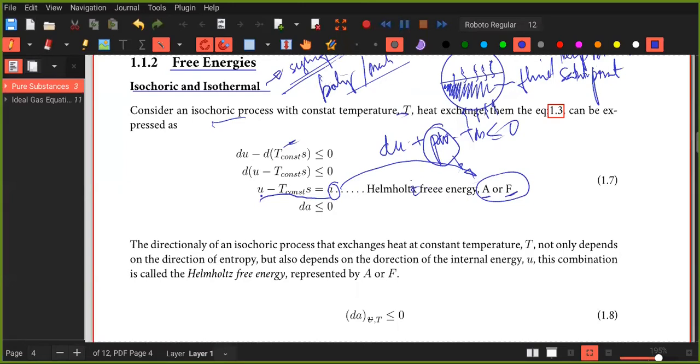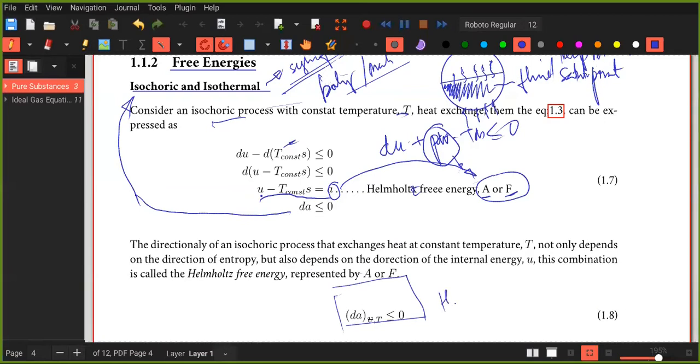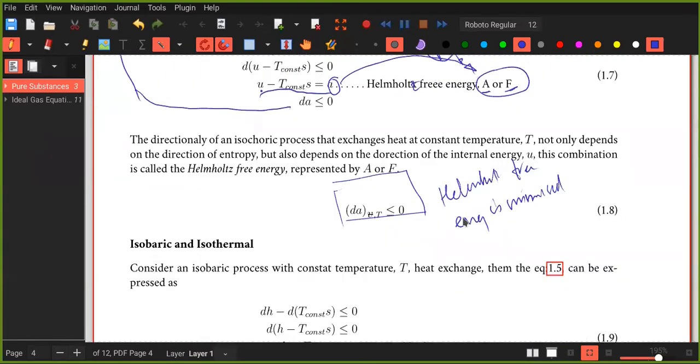So in that case, for a process which is undergoing an isochoric and isothermal change, it proceeds in the direction such that the Helmholtz free energy is minimized. So as we can see here, dA at constant volume and temperature should be less than or equal to 0. Helmholtz free energy is minimized. Okay, again we have one more special case.